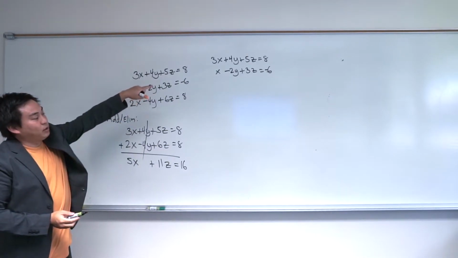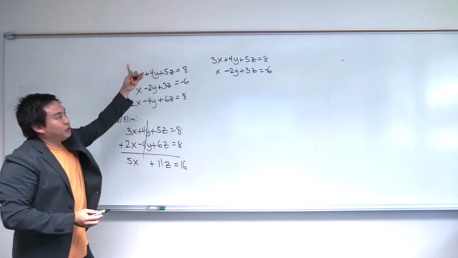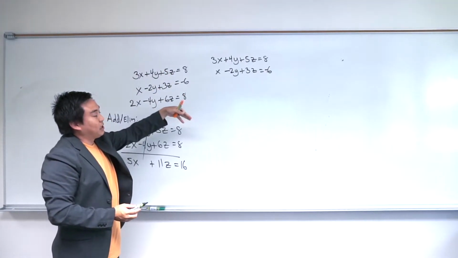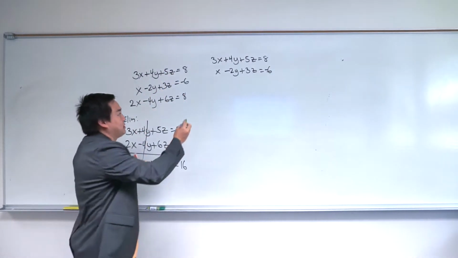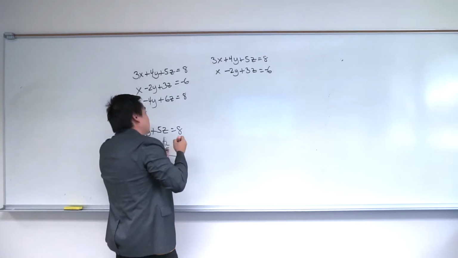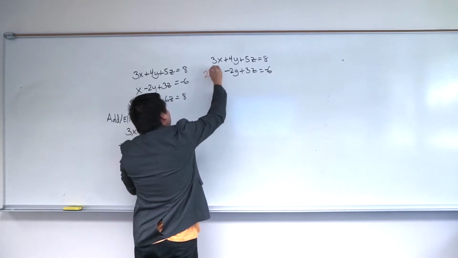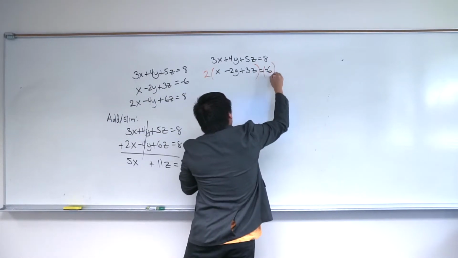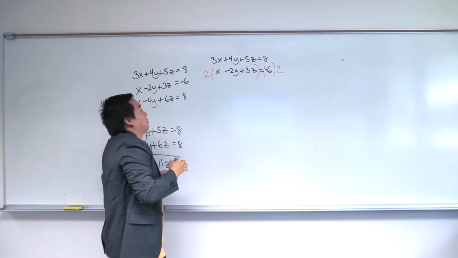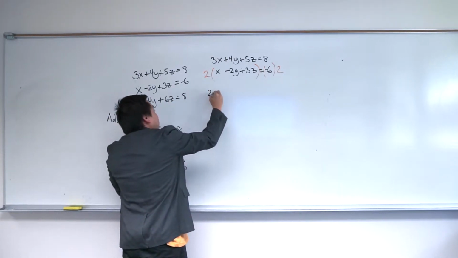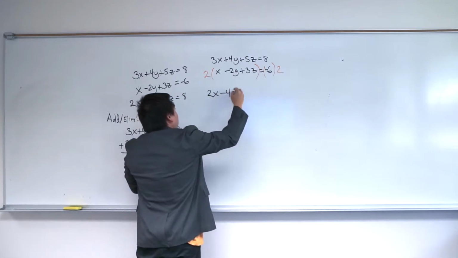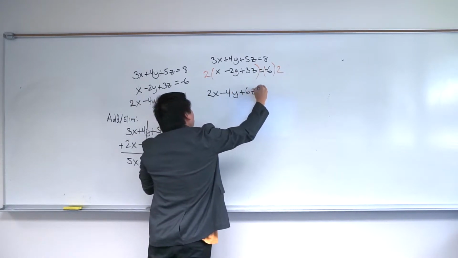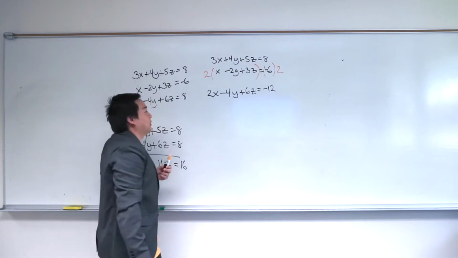And now the second pair that we have, the y's aren't the same yet, right? The constants in the front. So we need to multiply the second one by 2. So let's go ahead and write that out. And so we get 2x minus 4y plus 6z is equal to -12.